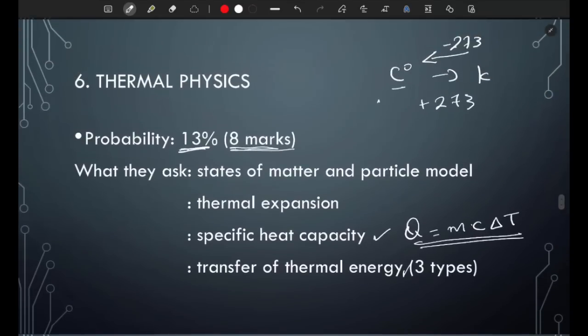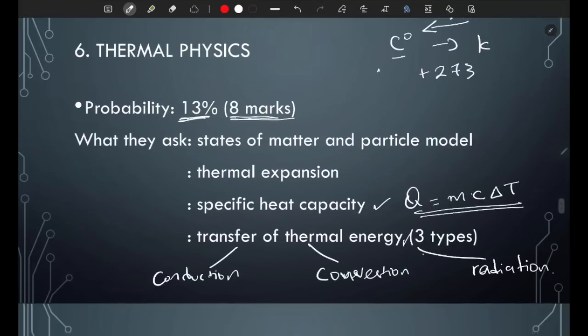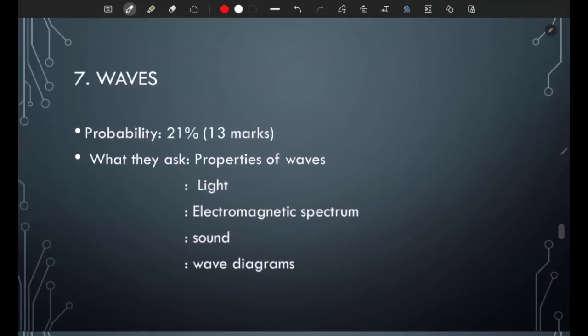And just so you know, the three ways of transfer of thermal energy are: the first one is conduction, the second one is convection, and the third one is radiation. These are the three main ways of transfer of thermal energy.